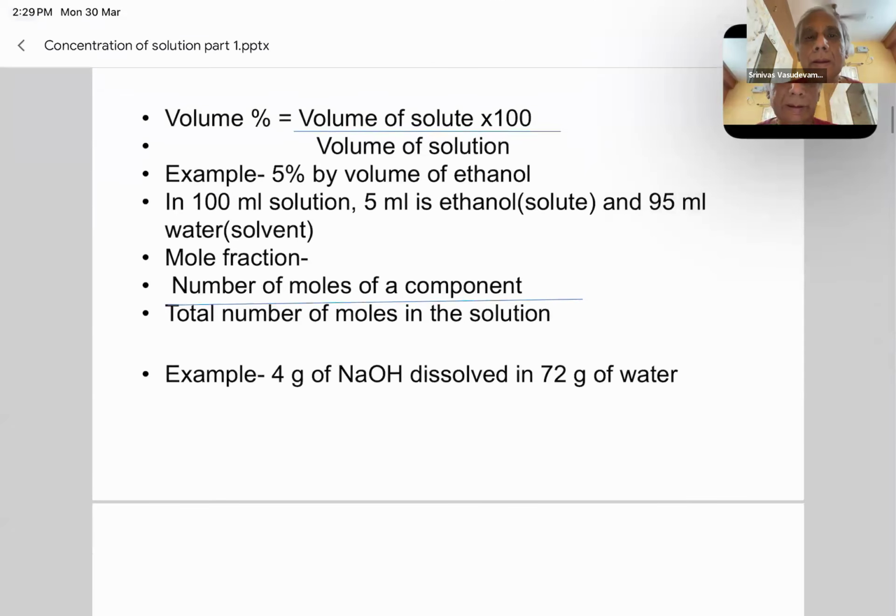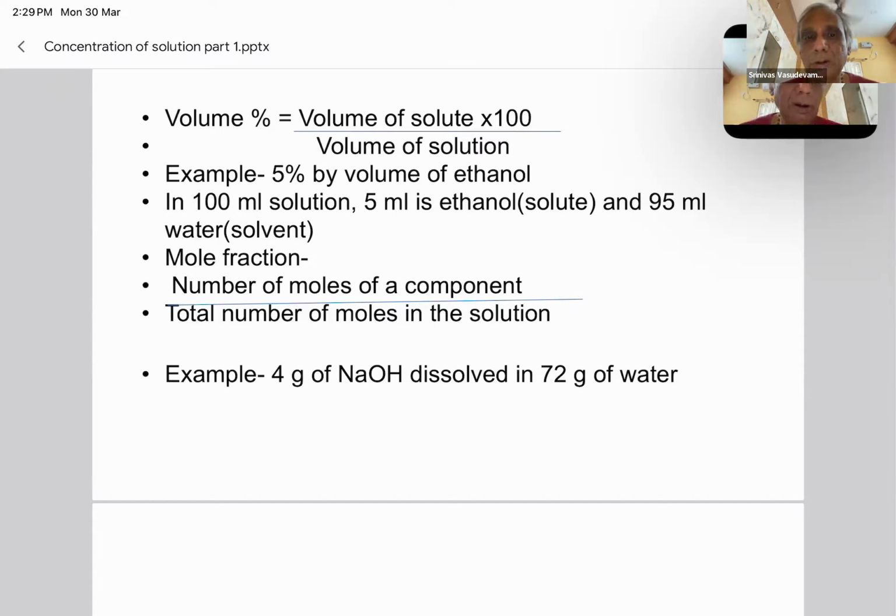Volume percentage. It is generally used when two liquids combine together to give you a solution. Example, 5% by volume of aqueous solution of ethanol. Volume percentage is equal to volume of solute divided by volume of solution into 100. 5% by volume of aqueous solution of ethanol: in 100 centimeter cube solution, 5 centimeter cube is ethanol, which is a solute, and 95 centimeter cube is water, which is a solvent. Then mole fraction.